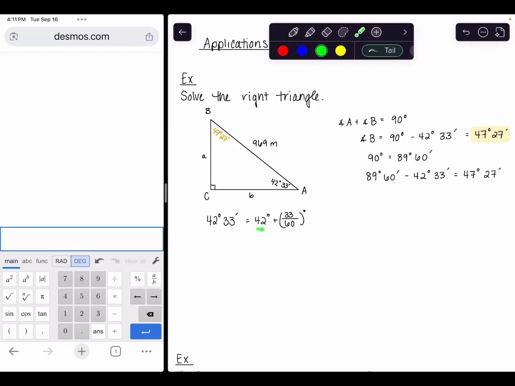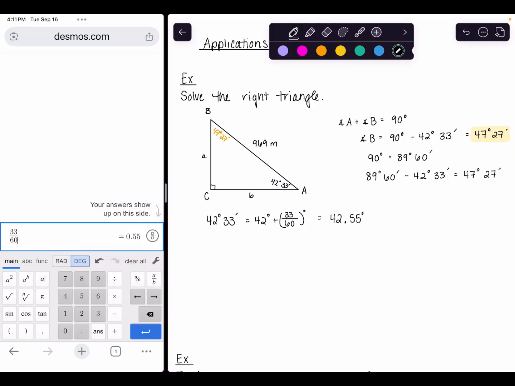First thing I'm going to do though is go ahead and figure out what this is. So if I take 33 and I divide it by 60, that gives me 0.55. So adding that to 42 gives me 42.55 degrees. Okay, so that's much easier to work with because I don't have buttons for minutes or seconds or anything like that on here. Now we'll start by trying to figure out what side A is.